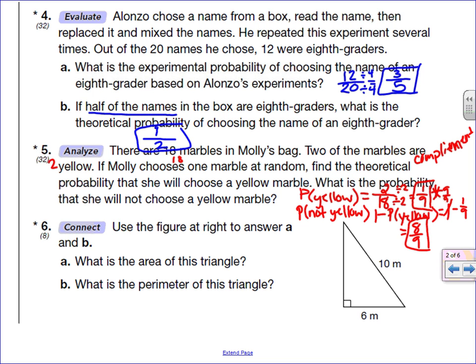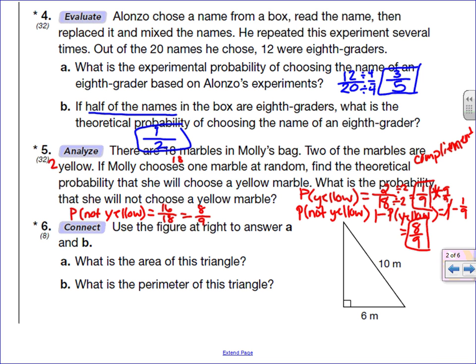Again, the other way that we could have done that is to say there are 16 not yellows out of 18 total. So divide top and bottom by 2. 16 divided by 2 is 8. 18 divided by 2 is 9. So again, you end up with 8/9. Whichever way makes most sense to you, go with that.